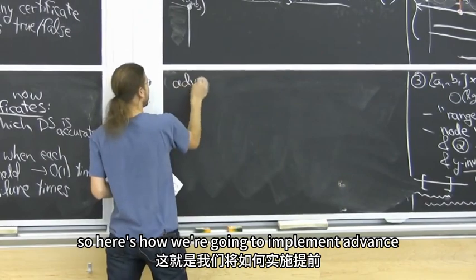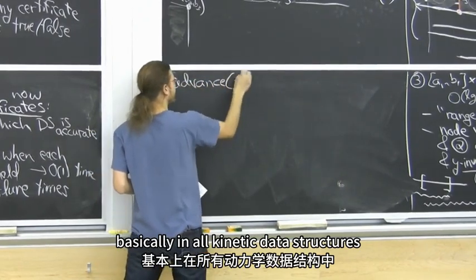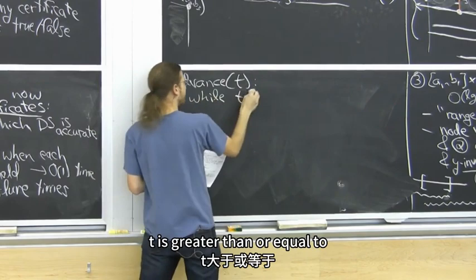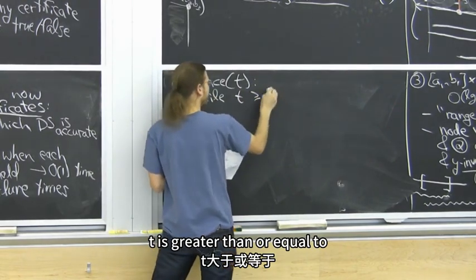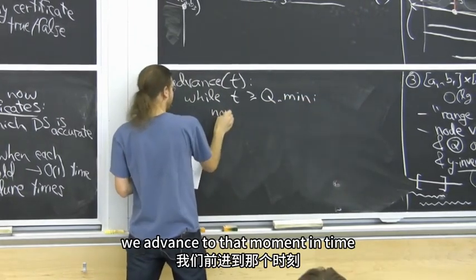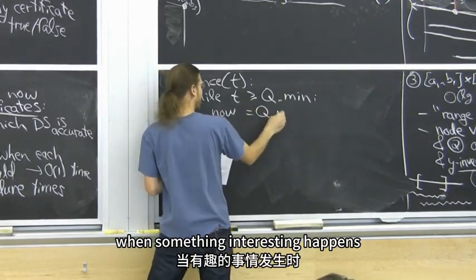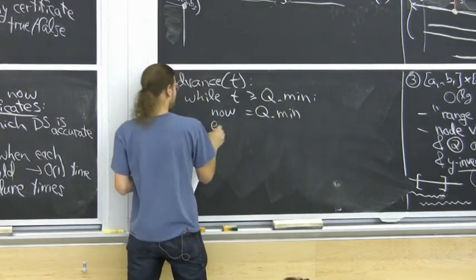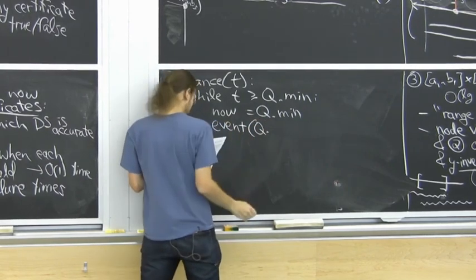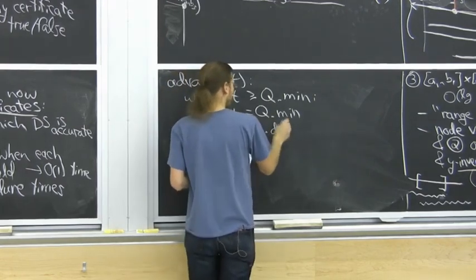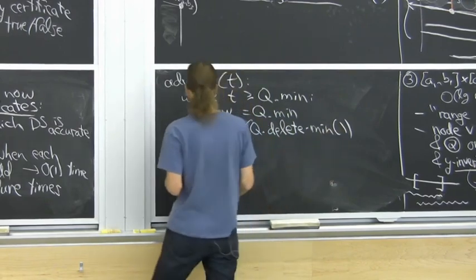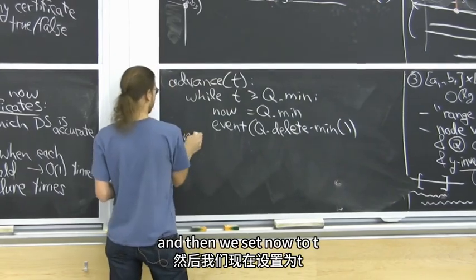So here's how we're going to implement advance. Basically, in all kinetic data structures, we just say while t is greater than or equal to the next failure of the priority queue, we advance to that moment in time when something interesting happens. We do an event. I'll write it this way. And then we set now to t.